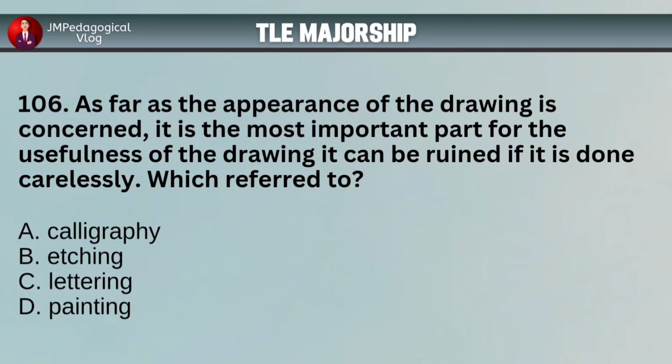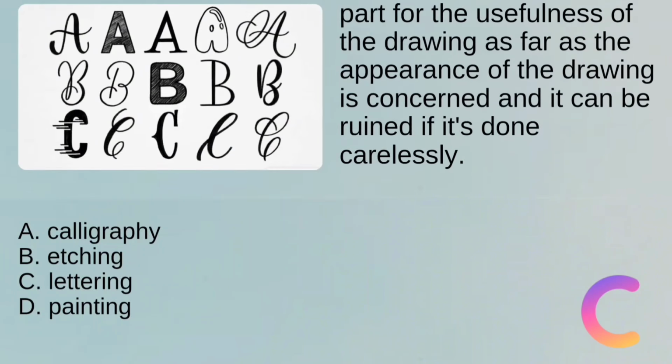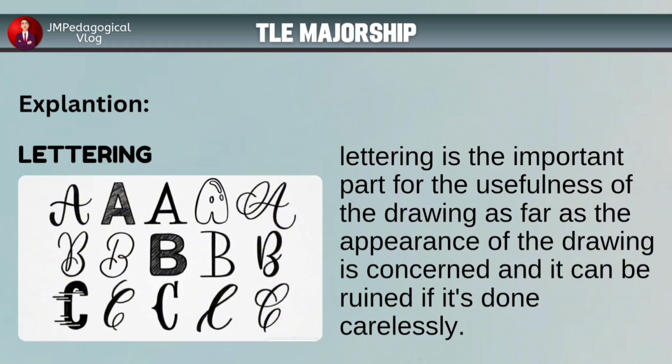106. As far as the appearance of the drawing is concerned, it is the most important part for the usefulness of the drawing. It can be ruined if it is done carelessly. Which referred to A. Calligraphy, B. Etching, C. Lettering, D. Painting. C. Lettering. Explanation. Lettering is the important part for the usefulness of the drawing as far as the appearance of the drawing is concerned, and it can be ruined if it's done carelessly.